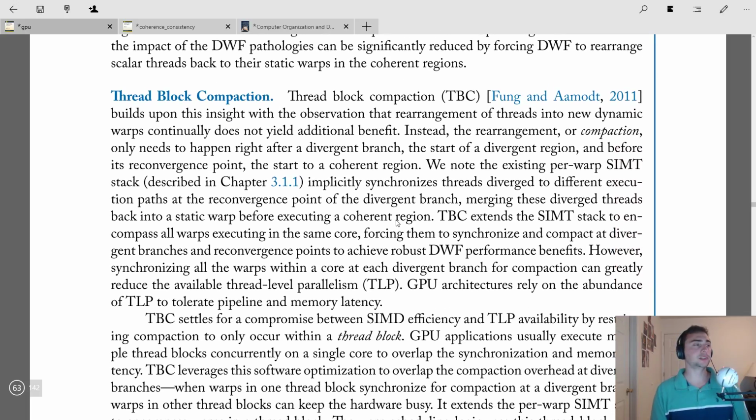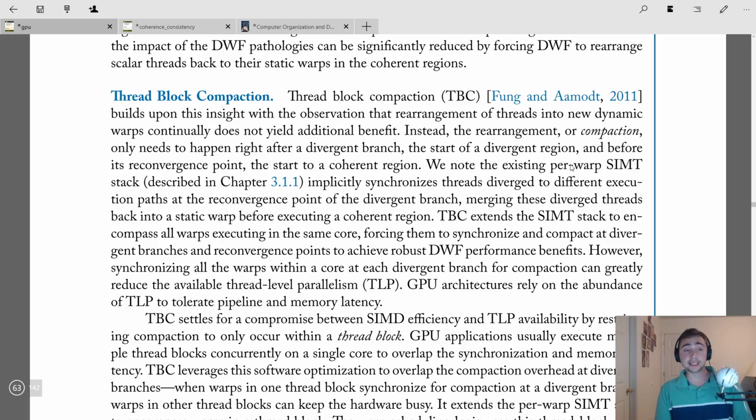Right, so another paper from 2011, on thread block compaction. So TBC, or thread block compaction, builds upon this insight with the observation that rearrangement of threads into new dynamic warps continually does not yield additional benefit. So instead, the rearrangement or compaction only needs to happen right after a divergent branch, the start of a divergent region, and before its reconvergence point to start a coherent region, right? So we don't need to continuously be doing this, but selectively do it at very particular points.